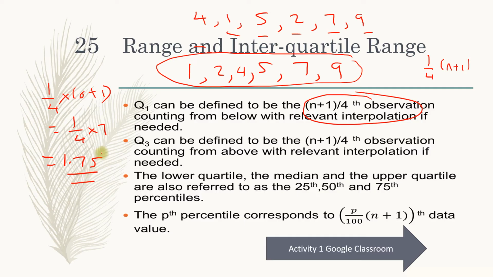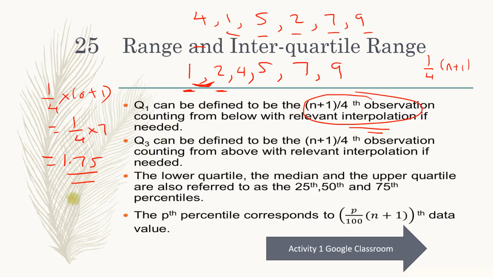So what does it mean now? It means that the lower quartile is found between the first and the second observation. 1 would have been here, 2 is here. So the lower quartile is found between these two observations, but three quarter way through it, all right? So how would you do that? It's by applying a method of interpolation.